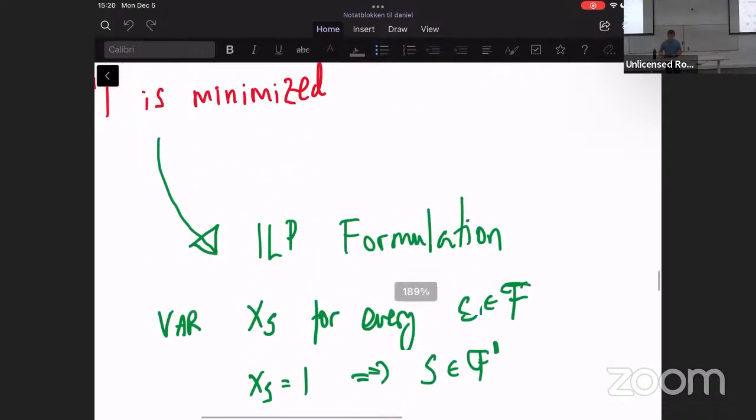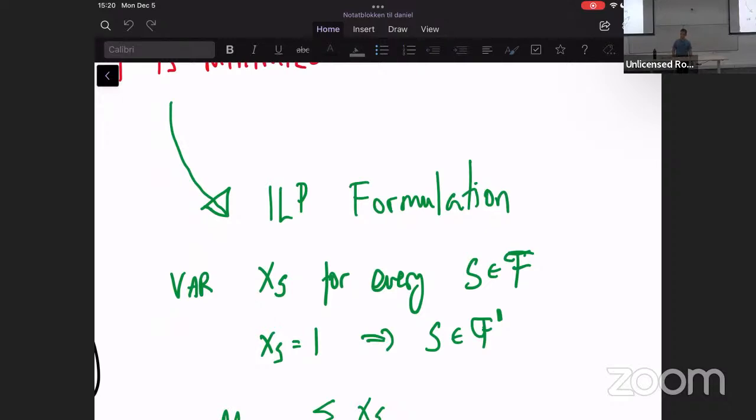Well, an ILP formulation, very reasonable. Your decision is, for every set, should you pick it or not pick it? So let's have a variable for every set that is again between 0 and 1. Okay, now what should the objective function be? The sum of the variables, right? And are we minimizing or maximizing it? Minimizing, right? Because we want to pick as few sets as possible. Okay, and now what are the constraints? We want the total coverage of all the sets we picked to be the entire universe.